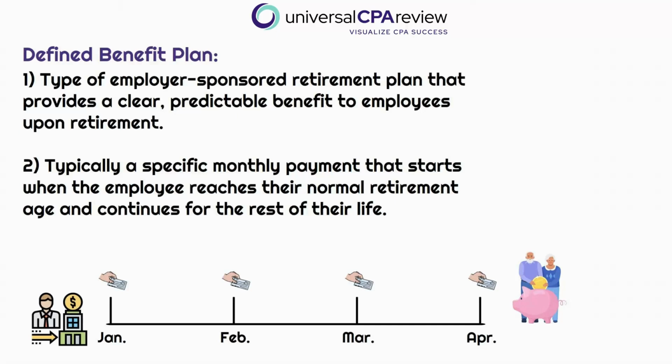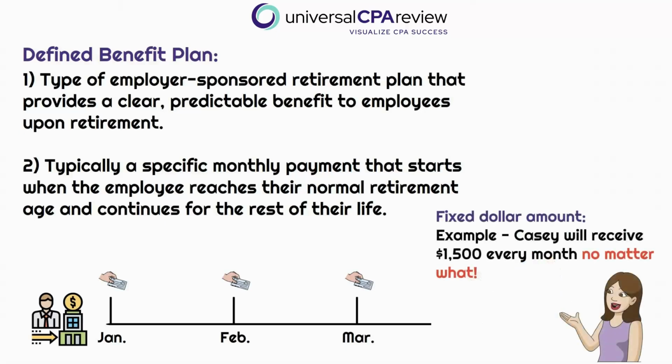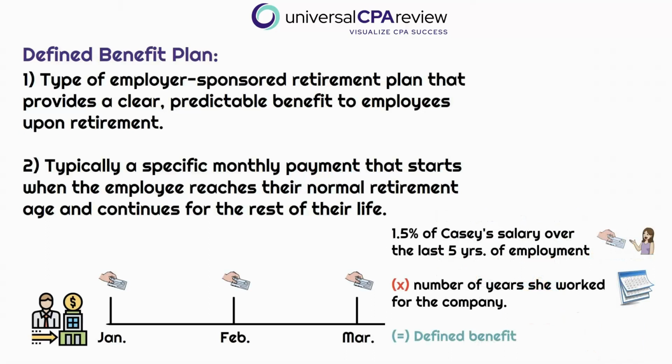Okay, so the amount of the benefit can be determined in one of two ways. It can be a fixed dollar amount. So some plans promise a set dollar amount each month. For example, Casey Summit might be entitled to $1,500 per month upon retirement, no matter how the plan's investment performs. So thinking about the defined formula, more commonly, the benefit is calculated using a formula that takes into account factors such as the employee's age, their salary, and the number of years they've worked for the company. So this might look something like 1.5% of Casey's average salary over her last 5 years of employment times the number of years she worked for the company.